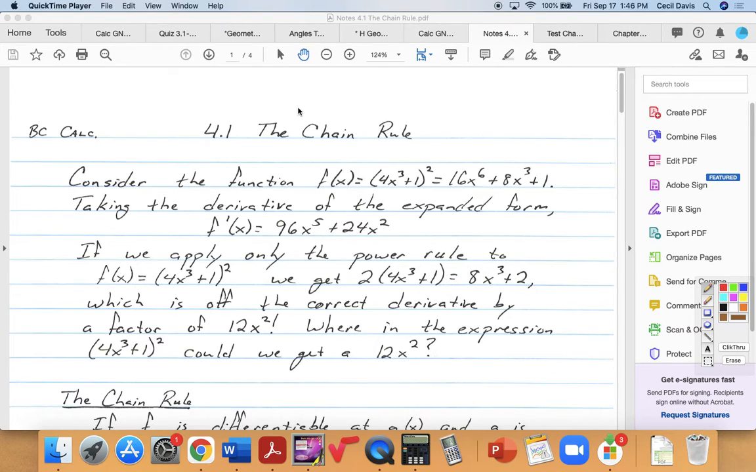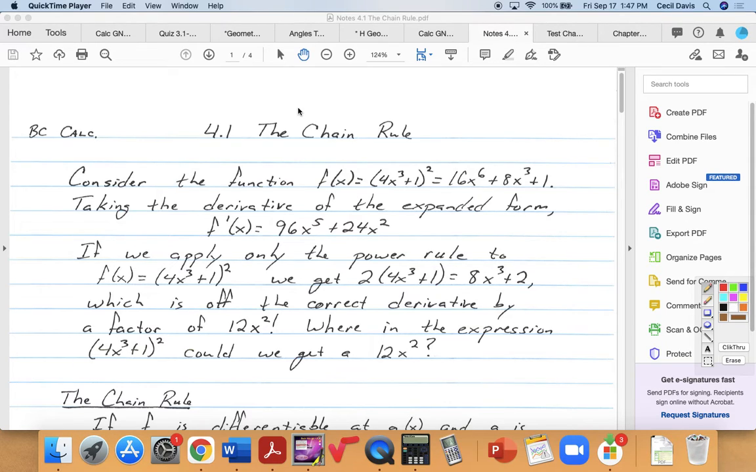So, moving into chapter 4 today, specifically the chain rule, which is the next rule in taking derivatives. So, consider, for example, the function f of x is equal to the quantity 4x cubed plus 1 squared, which if you distributed that, it would be 16x to the 6th plus 8x cubed plus 1. So far, no problem, right? We can take the derivative of that really easily. It's 96x to the 5th plus 24x squared.